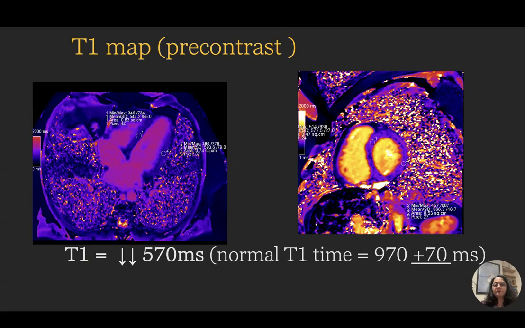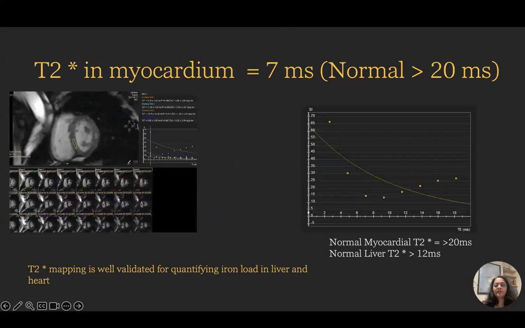We just saw that the native T1 can be reduced in the presence of iron or fat. In this woman with multiple transfusions, there is likelihood of significant myocardial iron overload. T2 star mapping is a well-validated technique that is done in the cases of suspected iron overload. The T2 star values are markedly reduced, 7 milliseconds, confirming severe myocardial iron overload.